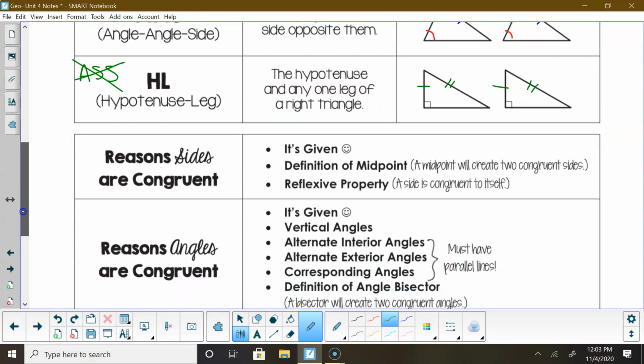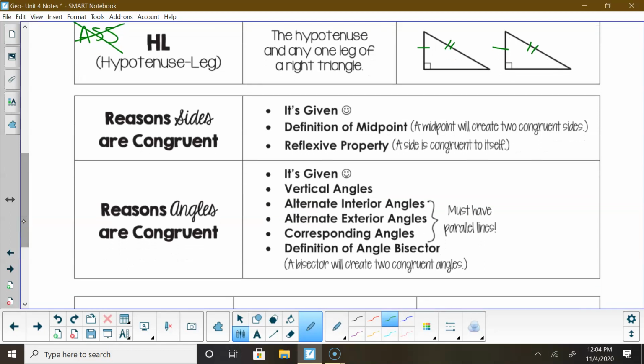Alright? When it comes to your proofs, these are the only options that you can actually fill in when you're doing proofs. These are all your reasons. So if you look at everything that we've done over there, this is all we're really focused on right now. This takes everything from there and simplifies it down quite a bit. Definition of midpoint is a big one. Reflexive property is another one. These are your two only options when it comes to proving sides congruent.